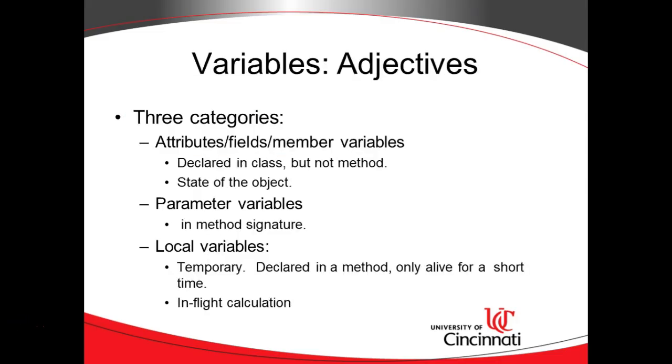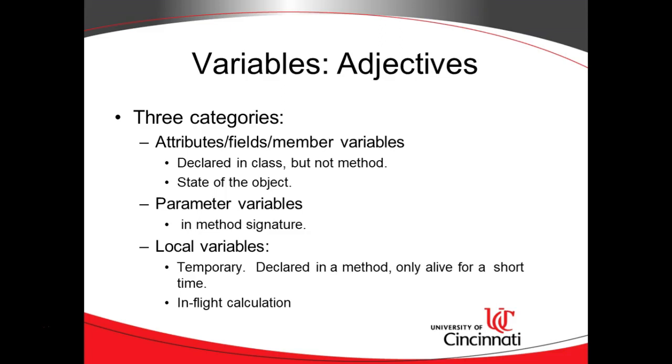Let's remember the three categories of variables. I've just described attributes, fields, member variables, declared in a class but not in the method. More importantly, they describe the state of an object, where an object's state is the value of all of its attributes. In other words, a silver Toyota Corolla. Well, in this case, the color is silver, and that is an attribute.